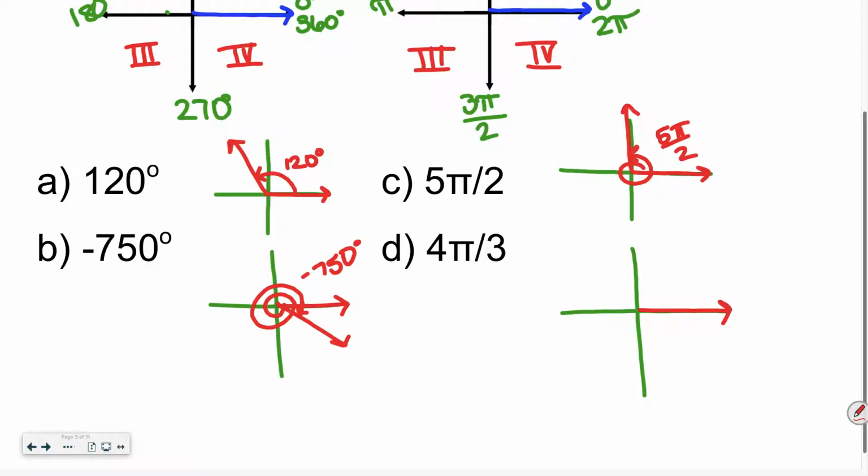4 pi over 3. As a pod, come up with a common answer. Which quadrant is this going to lie in? It's 3/3, and then an extra third. You gotta think of it like a rotation. All right, Dallas, which quadrant? Quadrant 3.